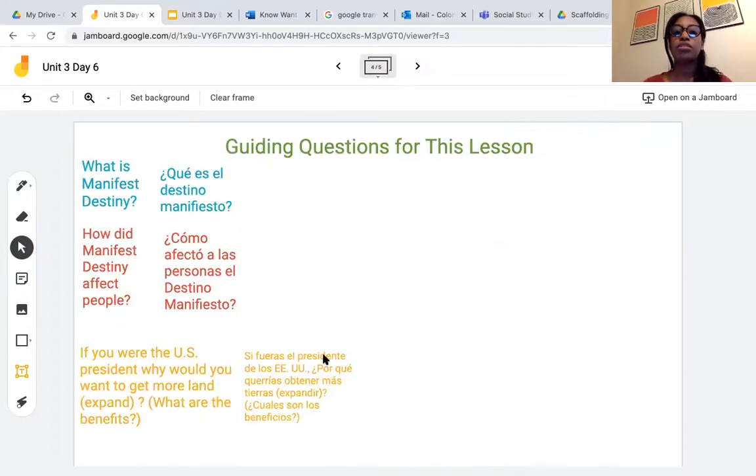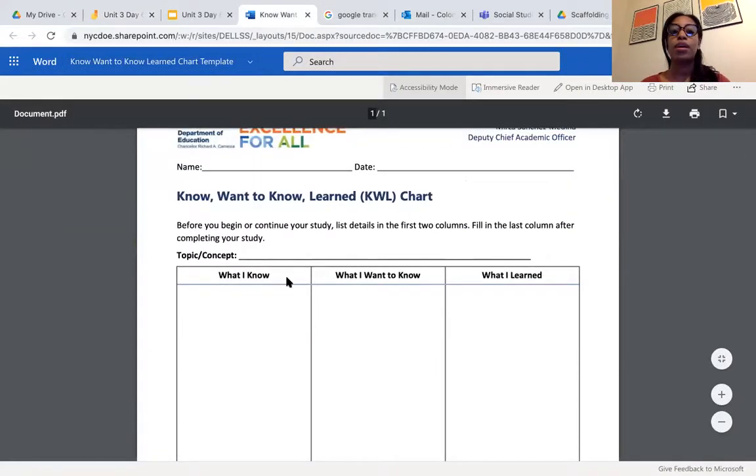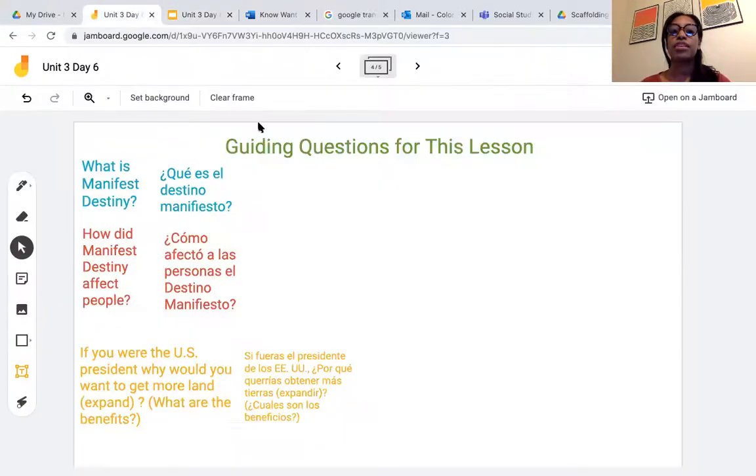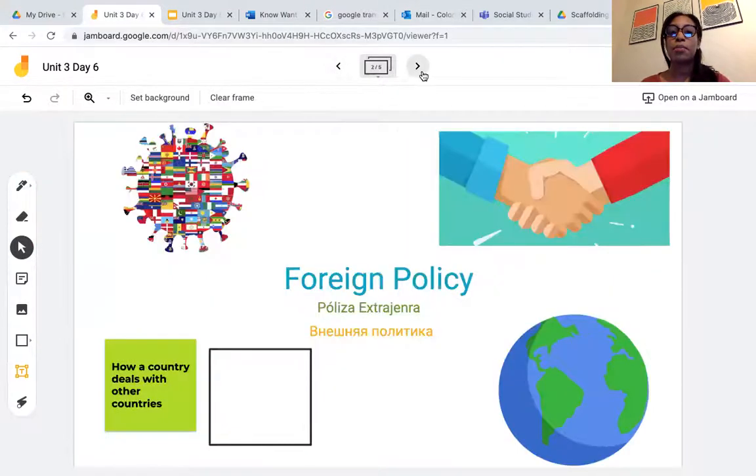Then you can also include guiding questions, right? So you can use prior knowledge, which is where this KWL chart comes in handy. What I know, what I want to know, and what I learned, right? And of course, the more connections that you make, the better, because you can link foreign policy to imperialism.